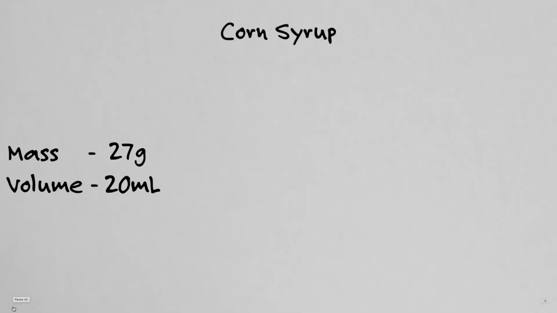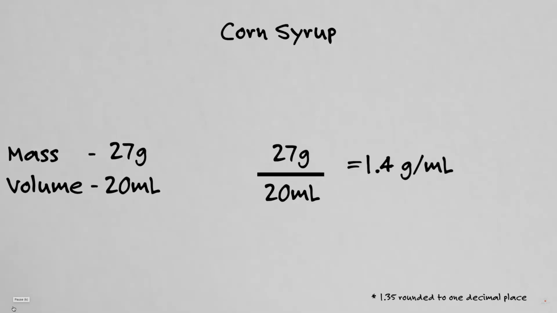To calculate density, we take the mass of the syrup, which is 27 grams, and divide that by the volume of 20 milliliters. We do the math and we get a resulting density of 1.4 grams per milliliter, rounded to two significant figures. What that means is, for every milliliter of volume, I have 1.4 grams of corn syrup.